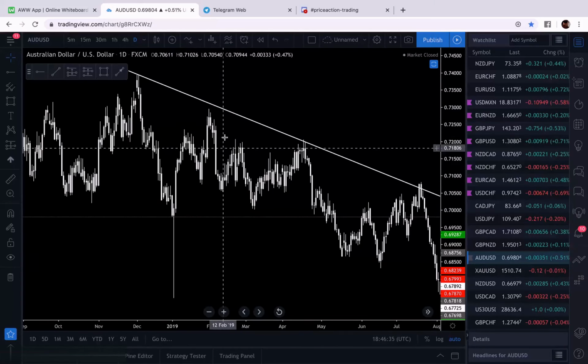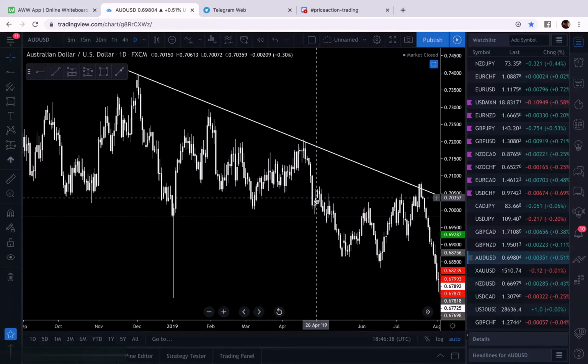Everyone would look at a chart like this and say, yeah, it's clearly going downwards. I mean, look at it. Price is making new lows and it's making lower highs, stuff like that.